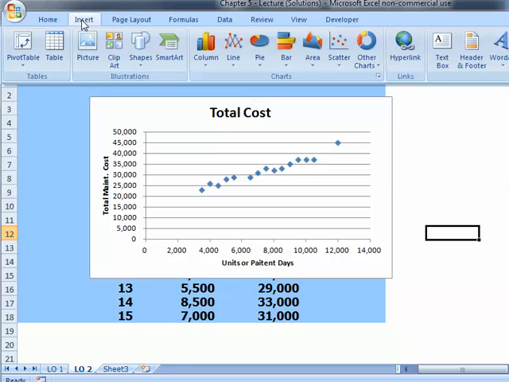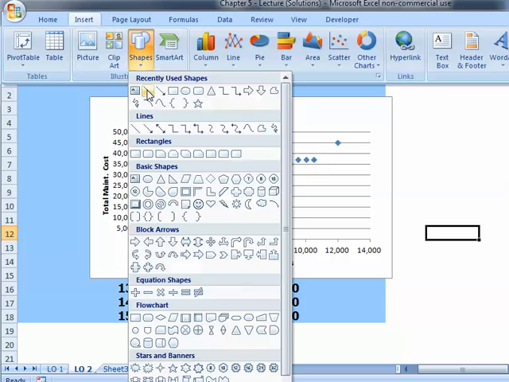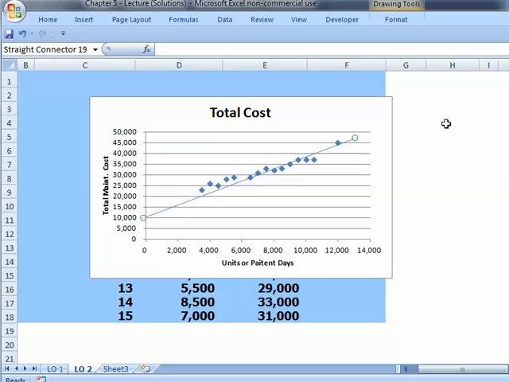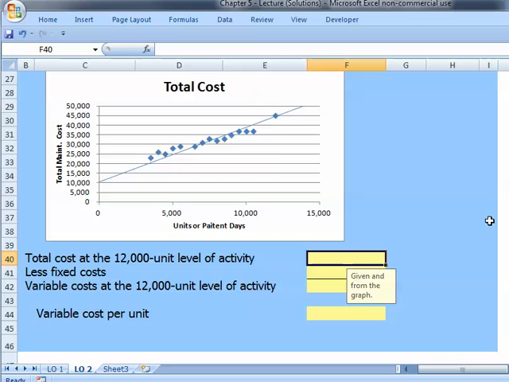The next step is I'm going to go ahead and draw my line on my chart. So Insert, and I'm going to select Shapes, and I'm going to click on a line. And I'm going to come up here, and again, I want to fit this so it looks like I've got an equal number of points above and below the line, and that looks like it roughly does it. And in doing that, it looks like I've got a fixed cost of $10,000. My next step then is to pick one of the points on my line, which is about this 12,000 units and a cost of $45,000. So again, my total cost at the roughly 12,000 unit level of activity looks like it's $45,000.